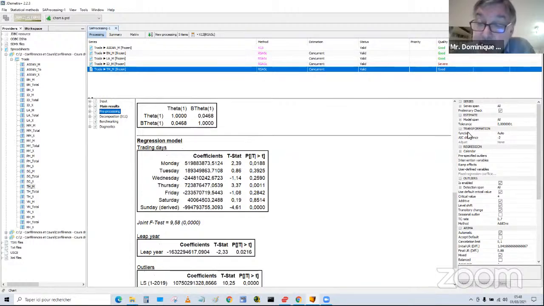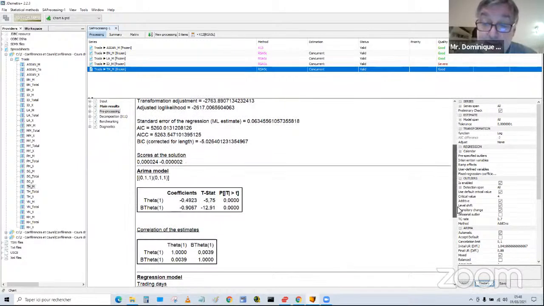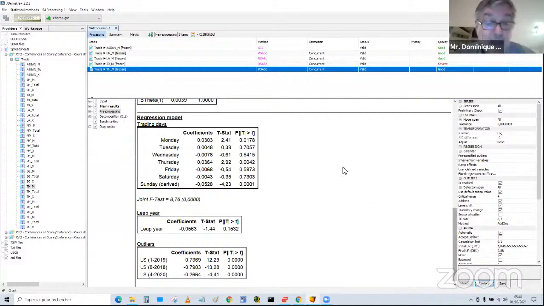Here in transformation, you click on specification. You go to transformation and you will see function automatic, auto. You change it to log. You ask for a multiplicative model and a logarithmic transformation and you apply, and it will change the data completely. We still have the impact, and we have this. So we see now roughly the same thing that we saw before.